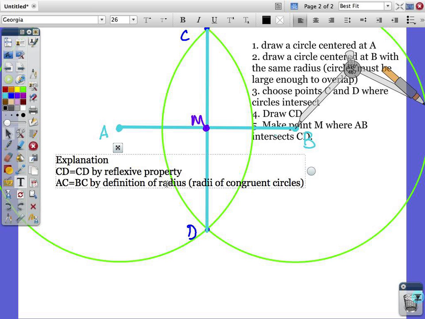All right, now what else can I say? AC. DA is congruent to, oh no, I would say DA is congruent to what? DB. BD. Why? By definition of radius.